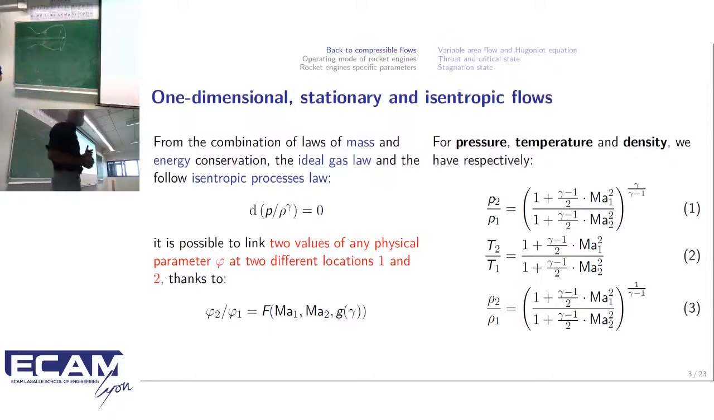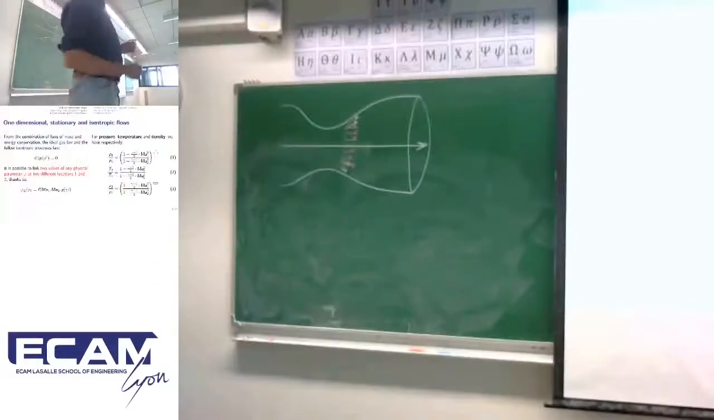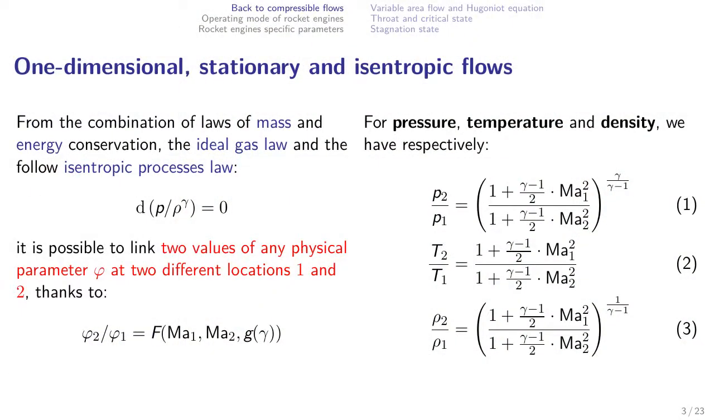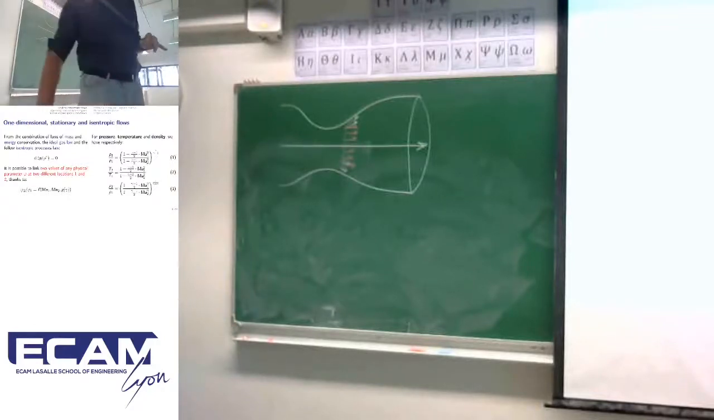So it's one-dimensional, stationary, ideal gas, isentropic, and so on, all the hypotheses we already saw during the previous lecture. From that, it's possible to combine all of this and obtain these kind of ugly but really simple equations that combine pressure, temperature, and density at two different locations, only with the related Mach number and only one property of the gas, which is gamma, the heat capacity ratio. It can be computed in any spreadsheet software without any trouble. It's really not complicated.